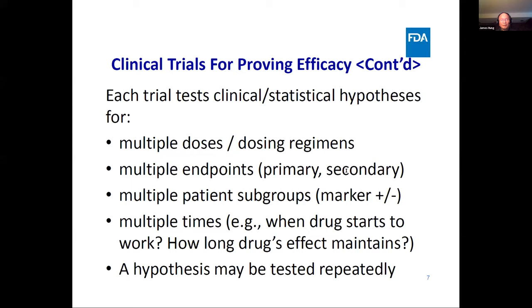And the hypothesis can be tested multiple times, for instance, when the drug starts to be effective, and how long the drug's effect is maintained. Furthermore, a null hypothesis may be tested multiple times. For instance, the hypothesis for MACE, which is major adverse cardiovascular events, such as cardiovascular death, myocardial infarction, or stroke, could be tested to allow for stopping the trial early because of ethical consideration.